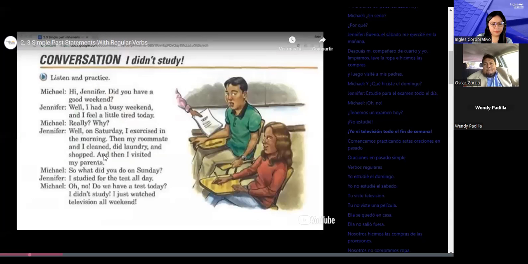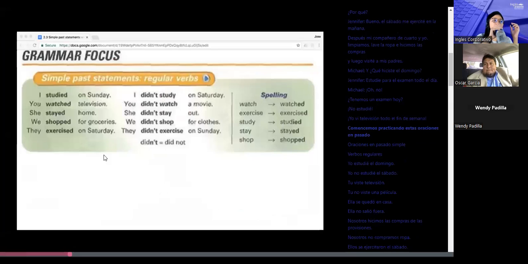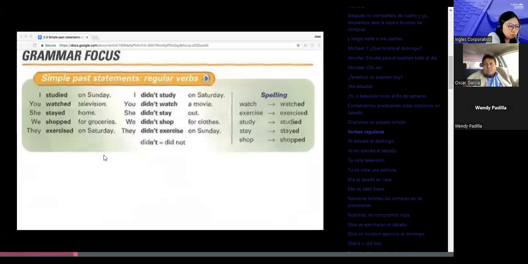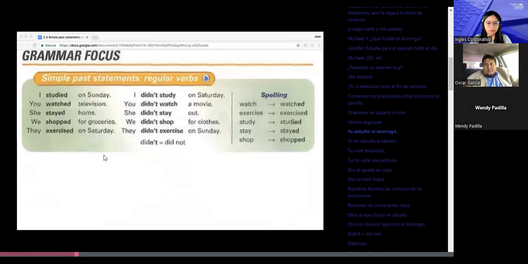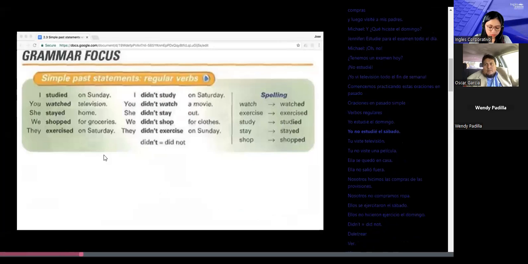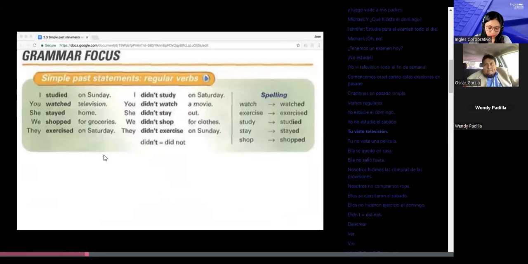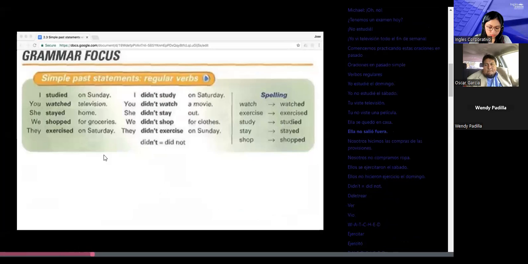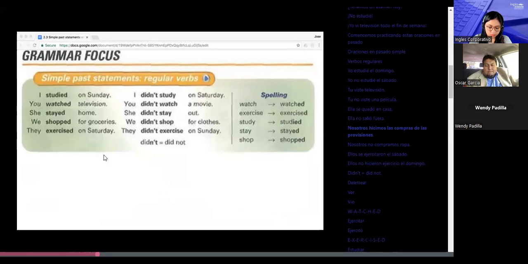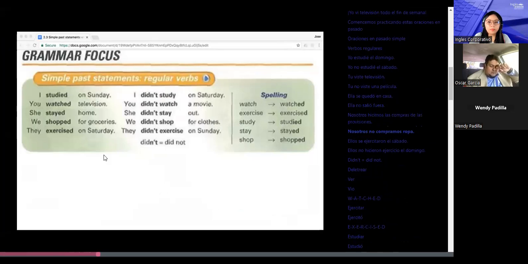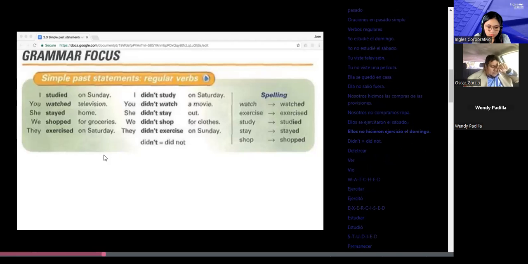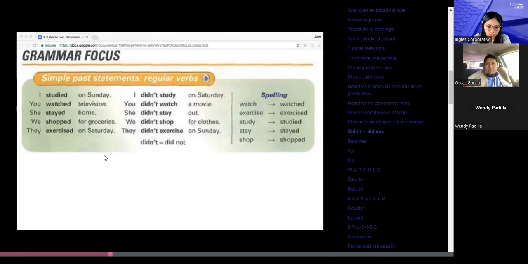Again. Let's get started by practicing these statements in the past. Simple past statements. Regular verbs. I studied on Sunday. I didn't study on Saturday. You watched television. You didn't watch a movie. She stayed home. She didn't stay out. We shopped for groceries. We didn't shop for clothes. They exercised on Saturday. They didn't exercise on Sunday. Didn't equals did not.